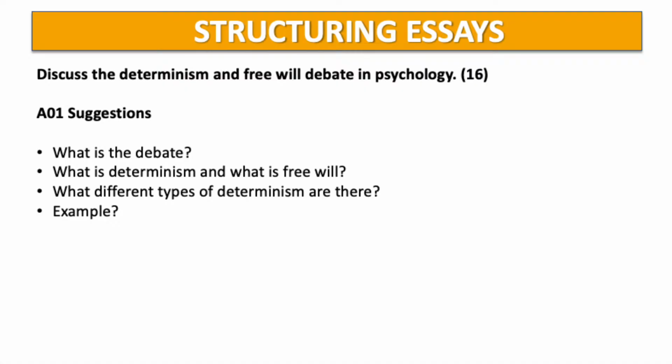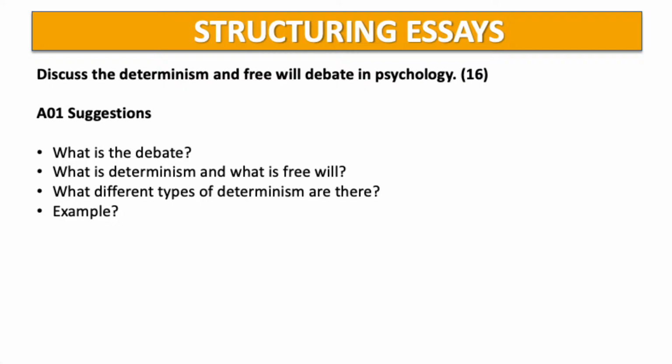So if we start with this one, discuss the determinism and free will debate in psychology. Now, it's worth bearing in mind that if you do get an issues and debates essay, it might not look this straightforward. It might have an application that can sometimes make it a little bit easier. You've got some AO2 in there, but the question might not lend itself to being this obvious. The best piece of advice we can give you is to make sure that you have an essay plan for each of your issues and debates for just a quite straightforward essay question like this, and then you're able to adapt it if a harder one does come up.